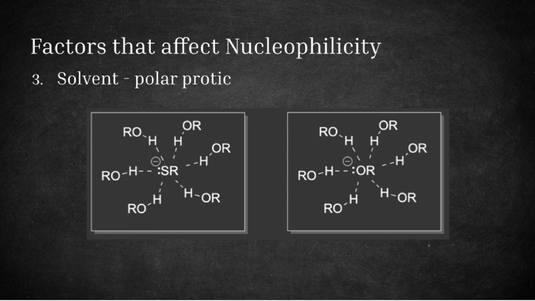Thiolates are more nucleophilic than hydroxide or alkoxides in polar protic solvents for the same reason. Sulfur is lower on the periodic table than oxygen, reducing its ability to engage in hydrogen bonding. As a result, oxygen-based nucleophiles are more hindered by solvation, decreasing their nucleophilicity compared to sulfur-based nucleophiles under these conditions.